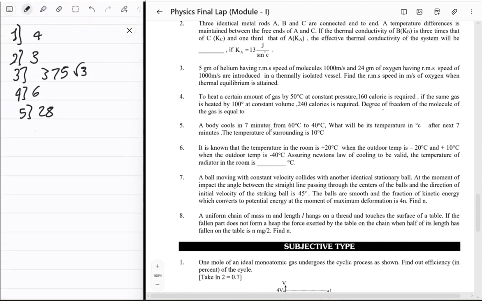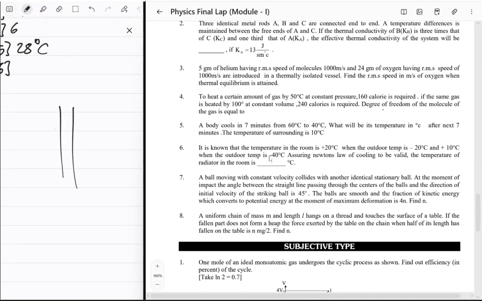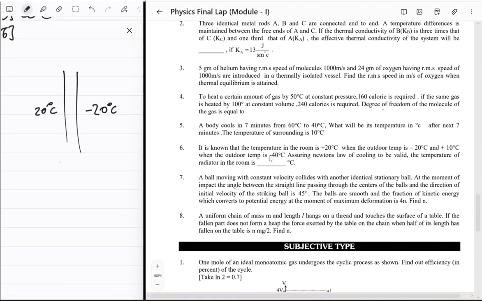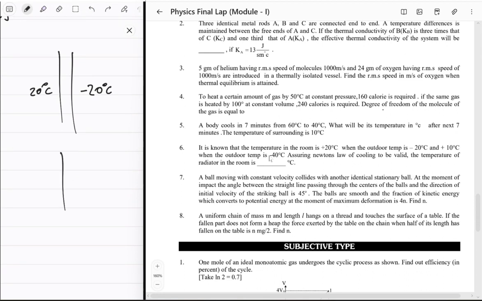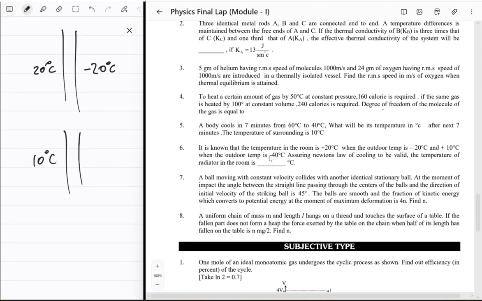Right. Next is sixth. It's degree centigrade. It is known that the temperature in the room is plus 20 degrees Celsius when the outdoor temperature is negative 90 degrees Celsius, and plus 10 degrees Celsius when the outdoor temperature is negative 40 degrees Celsius.